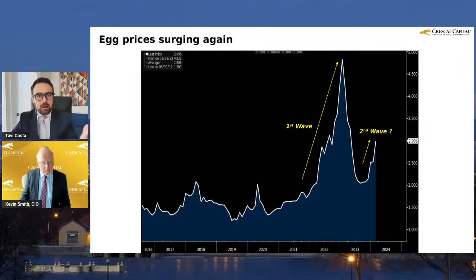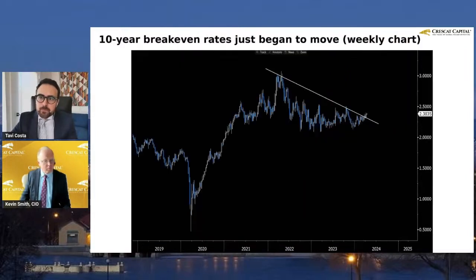And so you can see even ag prices are starting to show a second wave. The first wave started in 2021. Now we're seeing the second wave being unleashed. Now, I think it's just the beginning. Let's go to the next chart.